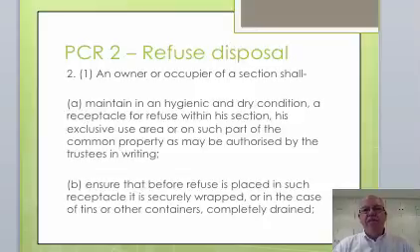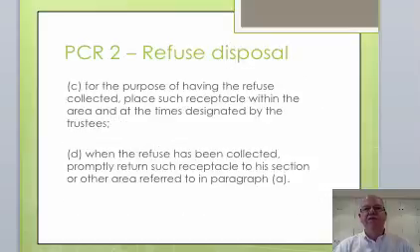That owner or occupier must ensure that before refuse is placed in that receptacle, it is securely wrapped, or in the case of tins or other containers, completely drained. For the purposes of having the refuse collected, the owner or occupier must place that receptacle within the area and at the times designated by the trustees. So where it's kept and where it's placed for collection purposes are probably going to be different.